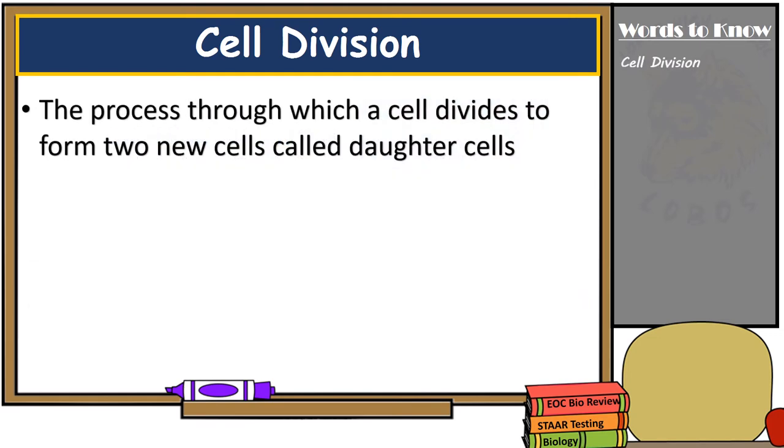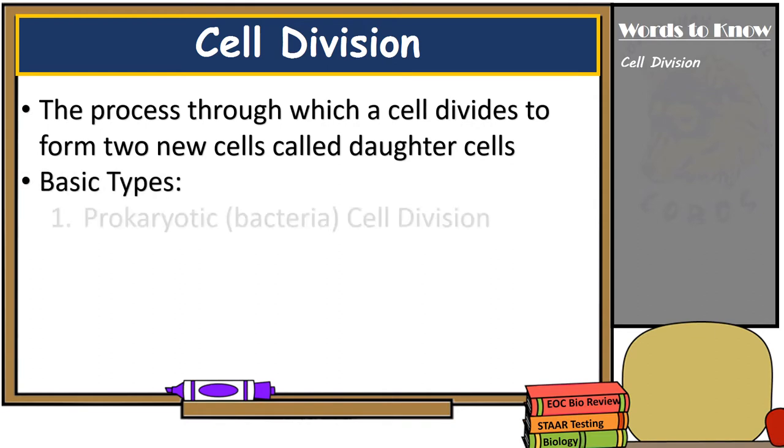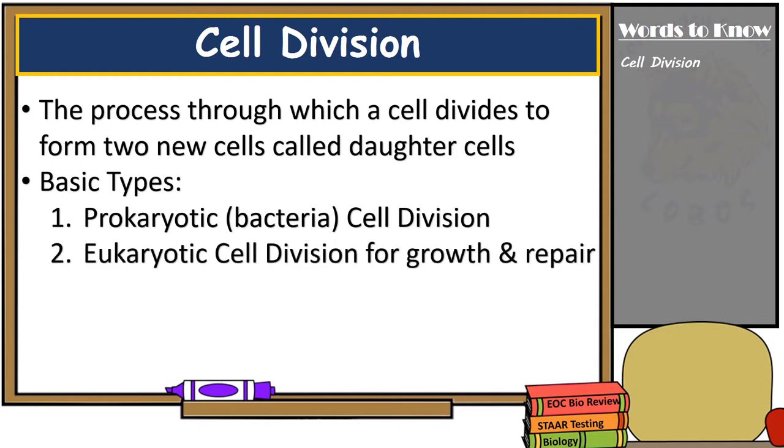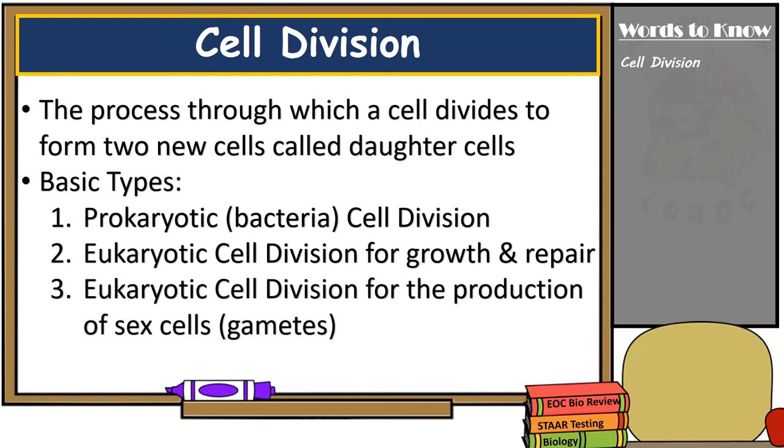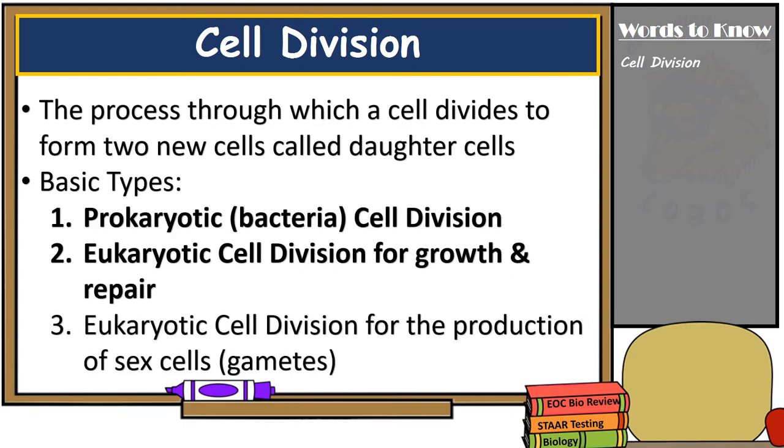Cell division is the process through which the cell divides to form two new cells called daughter cells. Now, there are three basic types of cell division. The first type is in prokaryotes, which are unicellular organisms such as bacteria. The second type is in eukaryotes, and the purpose is for growth and repair. The third type is also in eukaryotes, but its purpose is to produce sex cells, also known as gametes, which we're going to learn more about in later lectures. For this lecture, we're going to be focusing on the first two types of cell division.